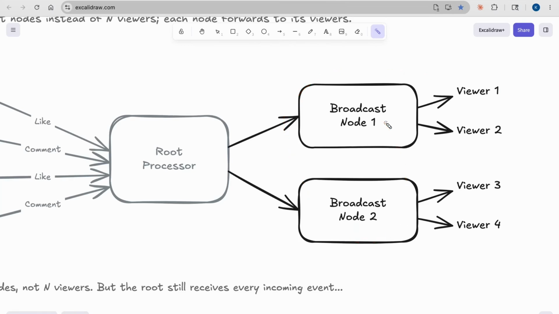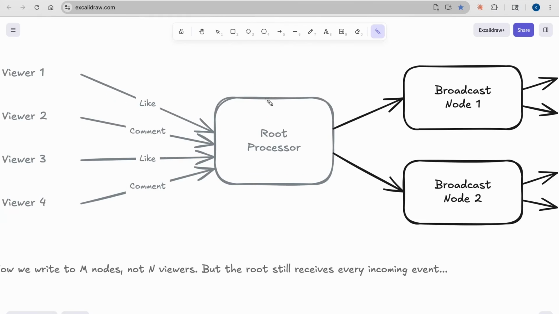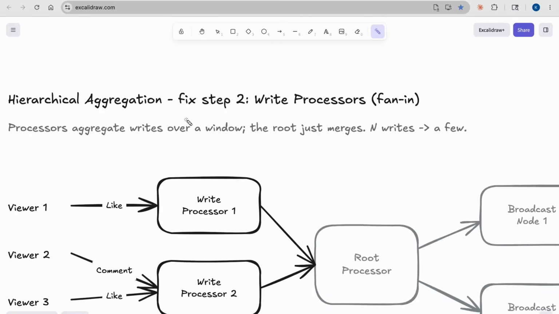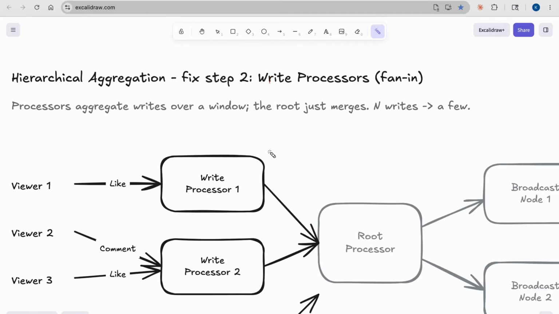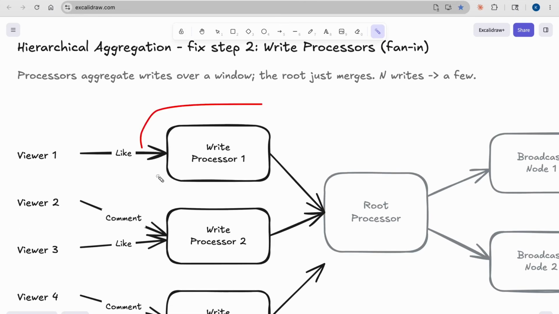On the other side, now we have this problem: how do we deal in the same way with the incoming events from all the viewers? The same thing we can try to handle in a similar way, the fan in. So here what we do is again introduce some write process here.